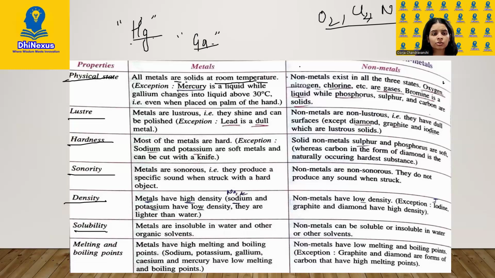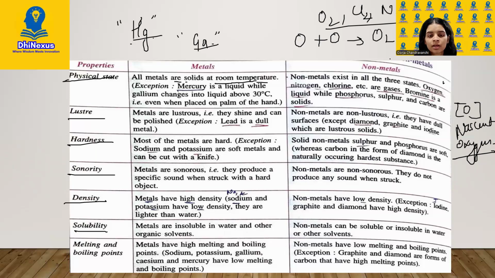They are so reactive that they cannot be left alone. For example, I cannot just leave oxygen. A single oxygen atom, also called nascent oxygen, is highly reactive. Hence, it combines with another oxygen atom to give us O2. Bromine is a liquid, and phosphorus, sulfur, carbon are solid. Moving on, the luster.